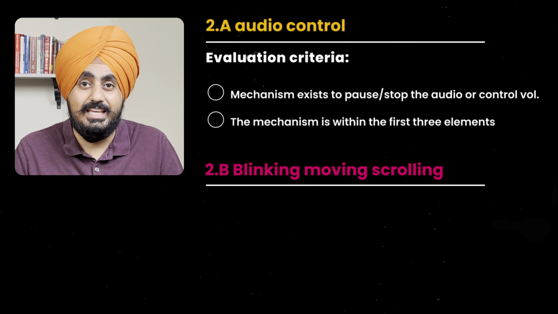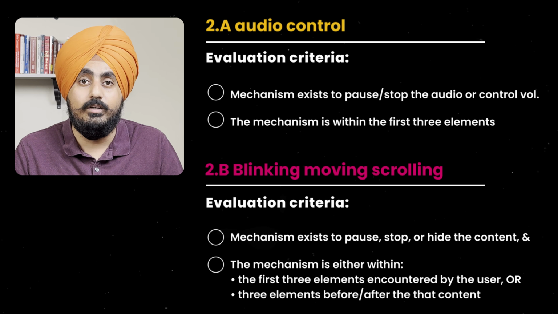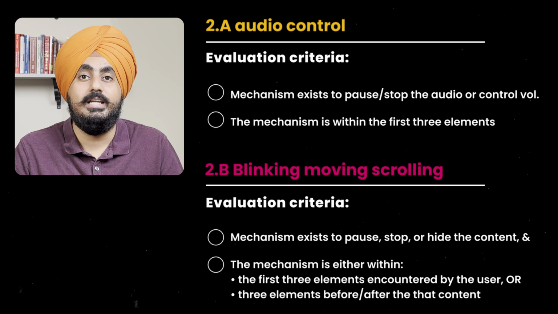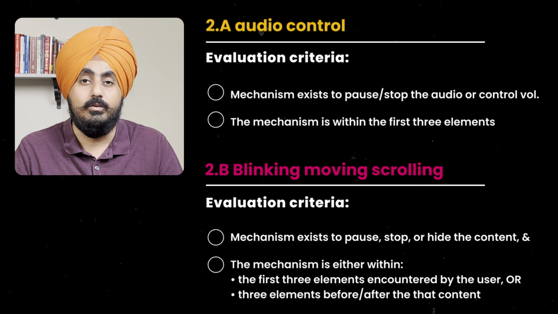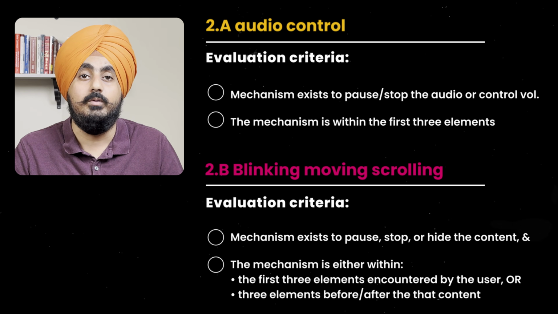But for 2C, auto-updating content like a carousel, the pause, stop, or hide has different placement rules. It needs to be near the auto-updating content, within the required before or after location, not just somewhere random on the page, and definitely not in the first 3 tabs. So yes, both conditions involve content changing or playing without the user asking for it, but the rule you applied is not identical. And that is where candidates lose marks.